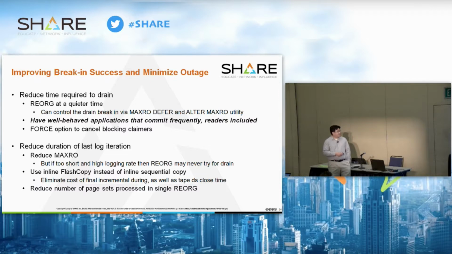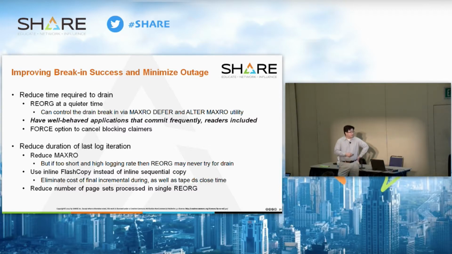The last log iteration. MAXRO basically tells reorg the target. If you specify MAXRO 5, and we estimate that it will take less than or equal to 5 seconds to process the last batch of log records, then we'll go ahead and drain. In the past, a lot of people thought, okay, maybe I'll specify MAXRO 1 to give it the least interval so that we make sure we are below the value. The problem is if it's specified too low, remember our log estimation time is an estimate. So if we calculate it to be bigger than that value, then your reorg will never finish. So you need to be careful about using that.